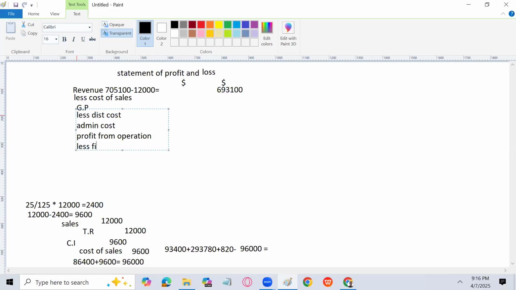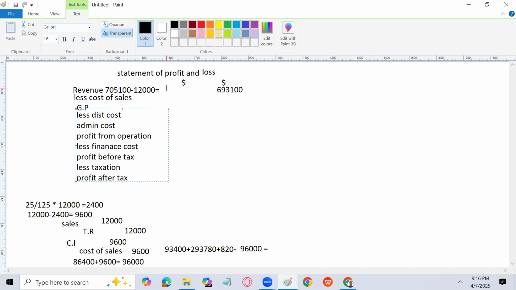Less finance cost. We will subtract finance cost. We will get profit before tax. And then less taxation. We will get profit after tax.